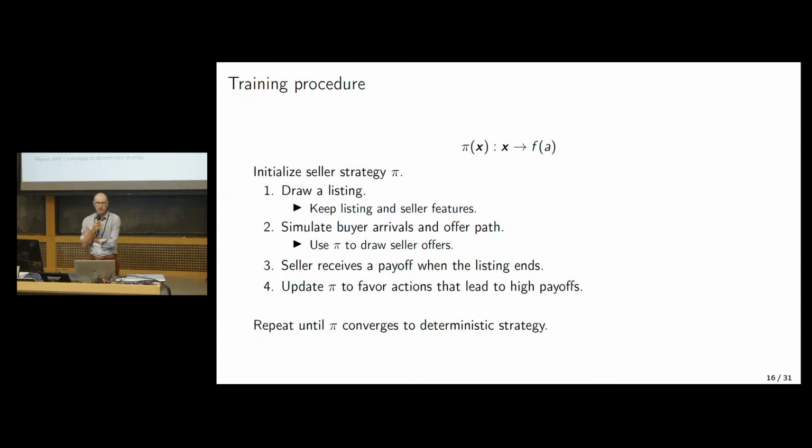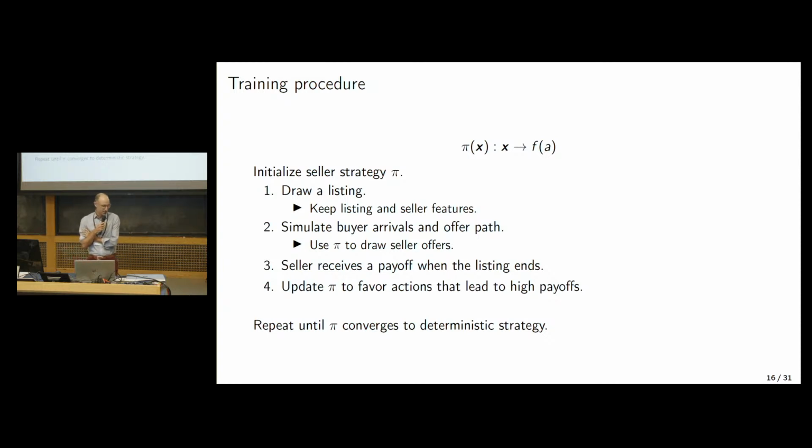We're going to initialize the seller strategy with random weights. This is a neural network, hence the deep in deep reinforcement learning. And these random weights are going to be such that, regardless of the inputs, the agent is going to output more or less a uniform distribution over its potential actions at first.